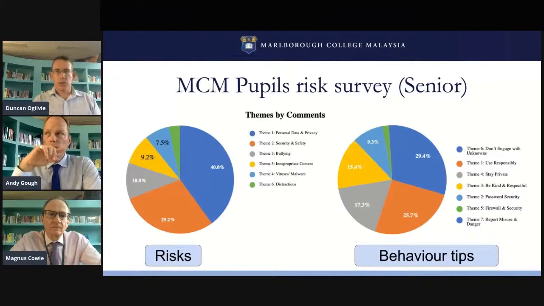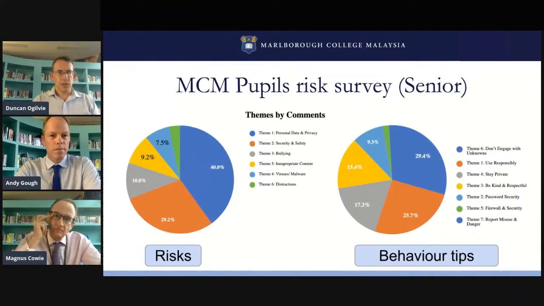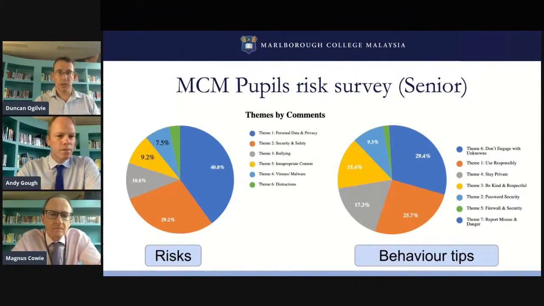We did a senior school and a prep school survey, and in terms of our senior school, you can see here the key themes of the risk. We actually asked the pupils their behavioural tips as well. So I'm just going to cover very quickly the top 3. In senior school, they see the biggest risk to be personal data and privacy information that would be extracted, security to their data, and the third biggest risk they felt was online bullying.